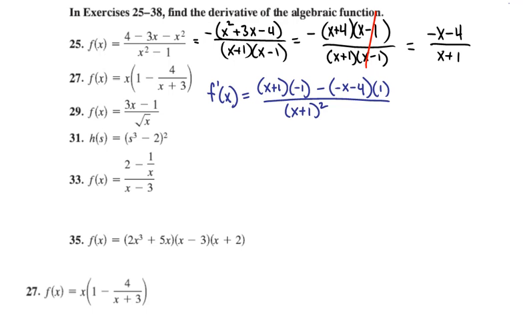Now I'm going to multiply that out. Negative 1 times x, so it'll give me negative x minus 1. And then I have negative x minus 4, applying a negative to both of those, so plus x plus 4. And again, all over (x plus 1) squared. The negative x and positive x are a zero pair in the numerator. And so I end up with simply 3 over (x plus 1) quantity squared, which gives me my derivative there.